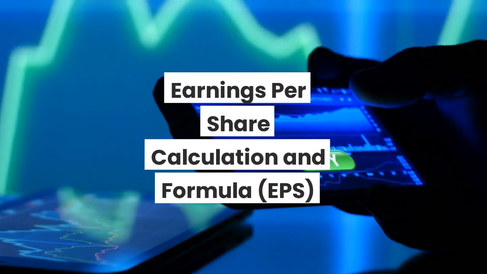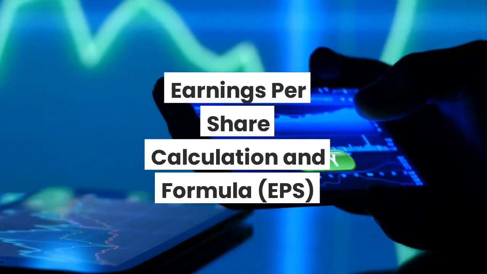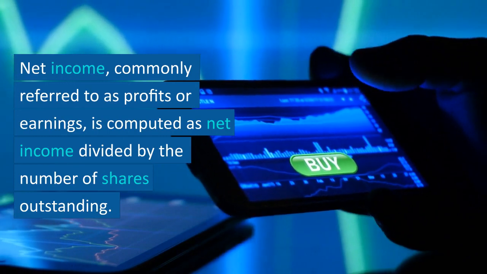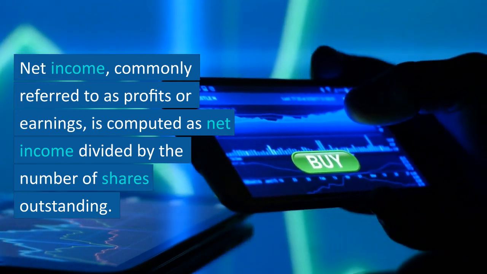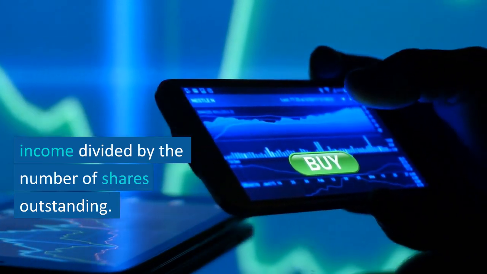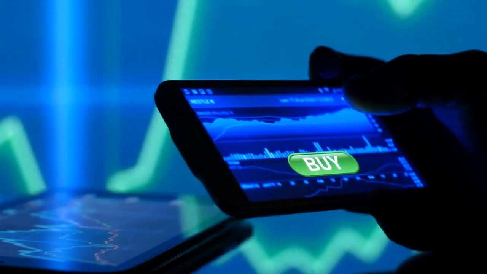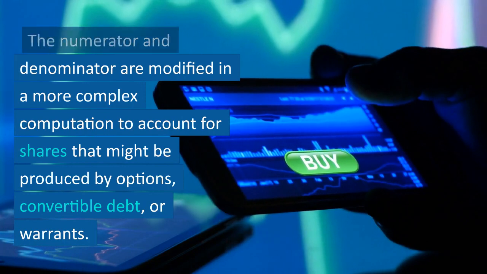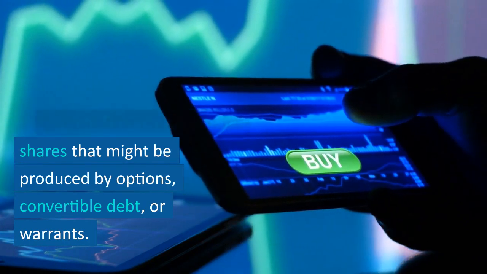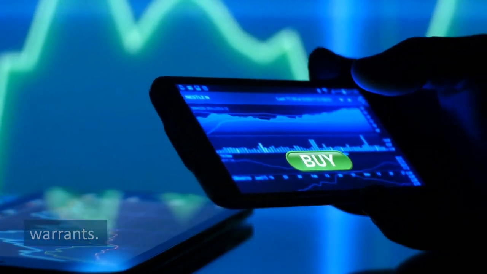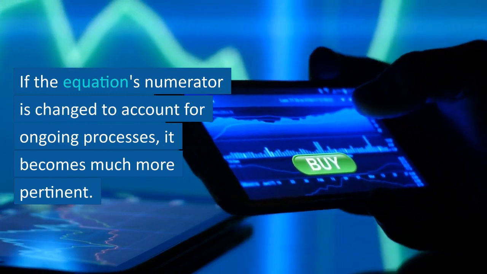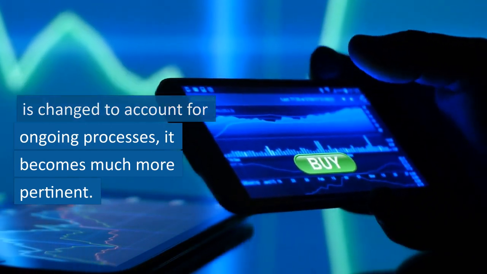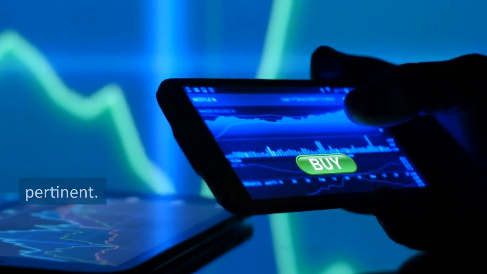Earnings per share calculation and formula: EPS. Net income, commonly referred to as profits or earnings, is computed as net income divided by the number of shares outstanding. The numerator and denominator are modified in a more complex computation to account for shares that might be produced by options, convertible debt, or warrants. If the equation's numerator is changed to account for ongoing processes, it becomes much more pertinent.